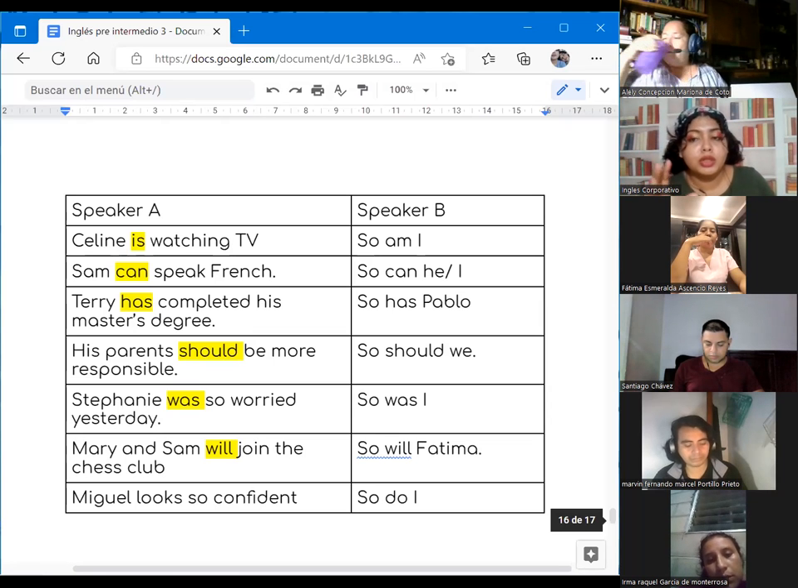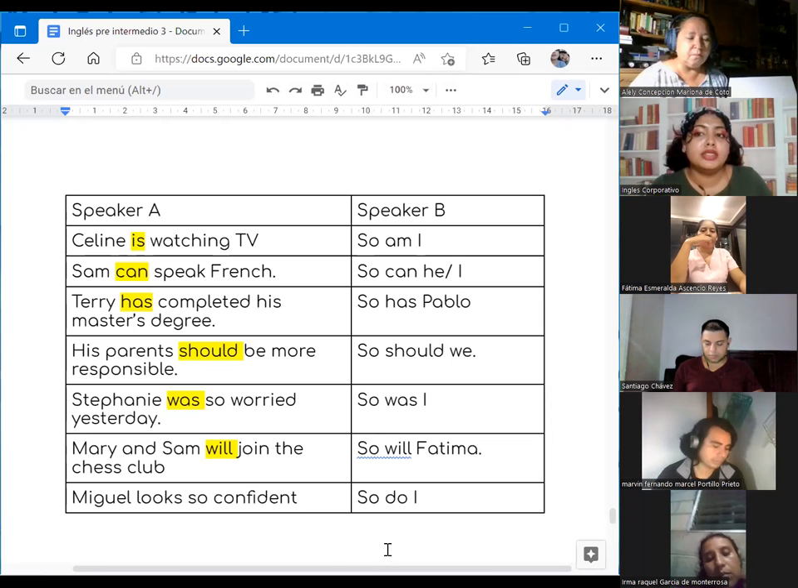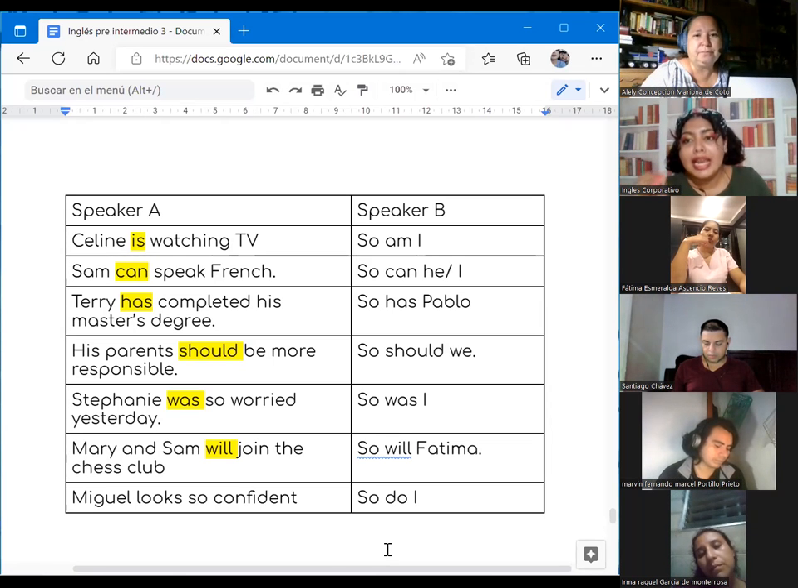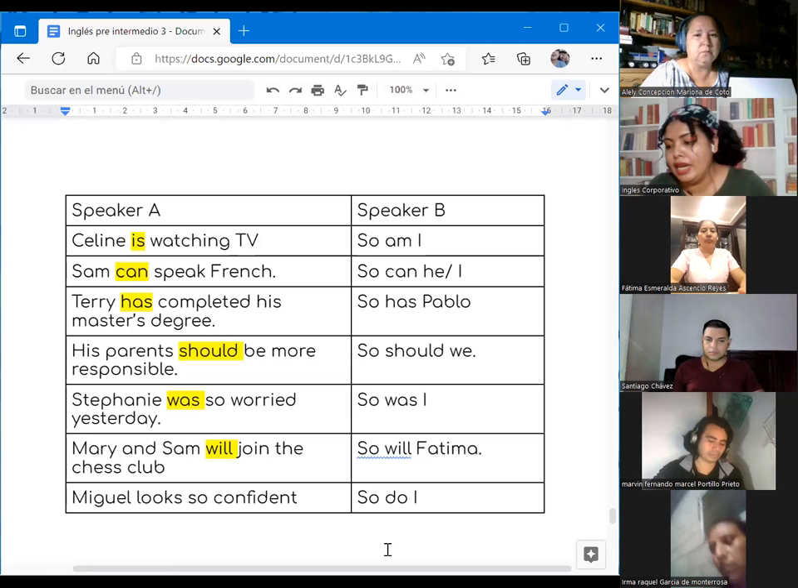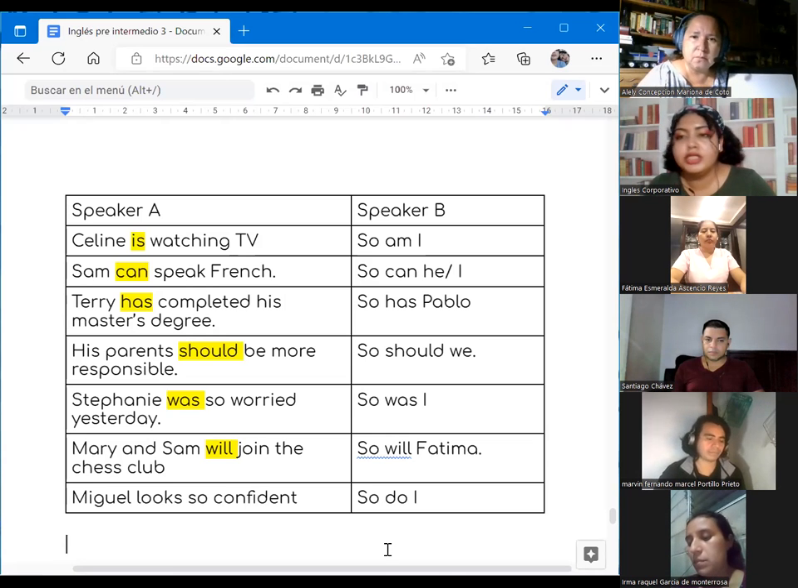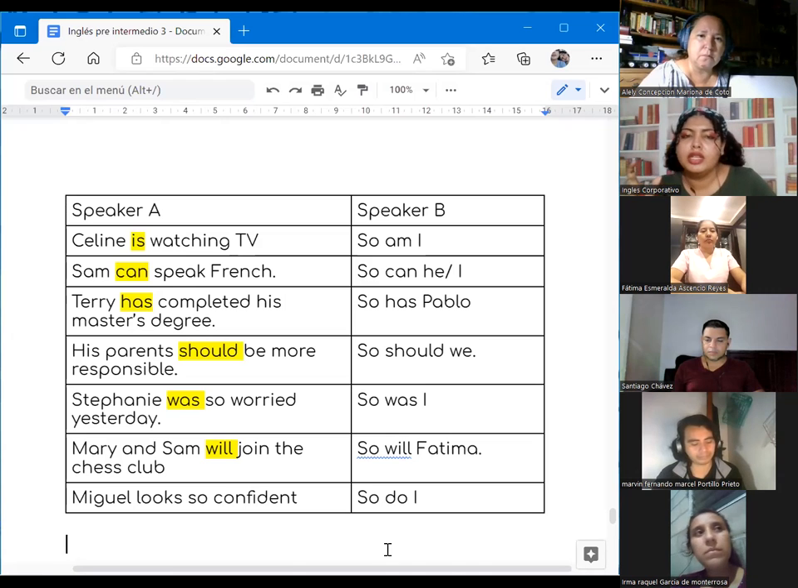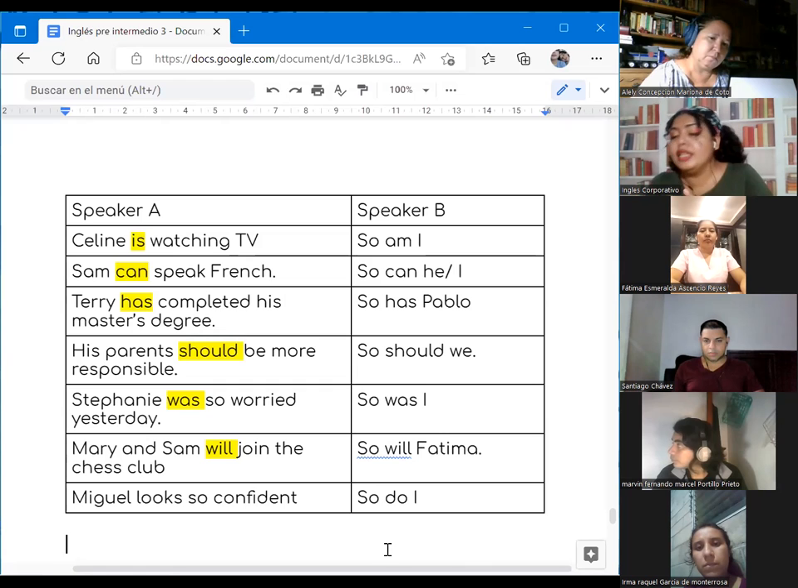Now, for the using of too, yesterday we were having long answers. Teníamos respuestas largas. We were repeating the sentence that the speaker A was saying and adding too at the end. Now, we are going to have just short answers. Because in some cases, it is not like we want to repeat the whole sentence that the speaker A is saying, because the speaker will say, why is this person repeating everything that I am saying? In this case, we are going to create short answers.